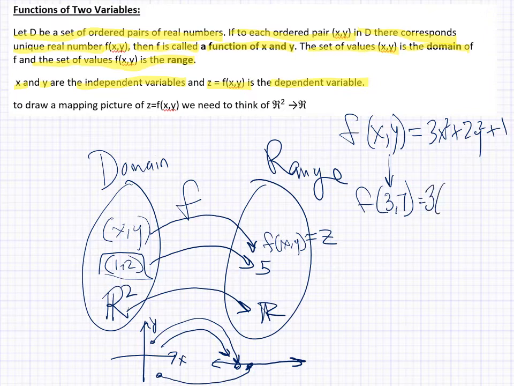So I get 3 times 9 plus 2 times 49 plus 1. And very simply, I would get 27 plus 98 plus 1. So 27 plus 99 would give me 126.